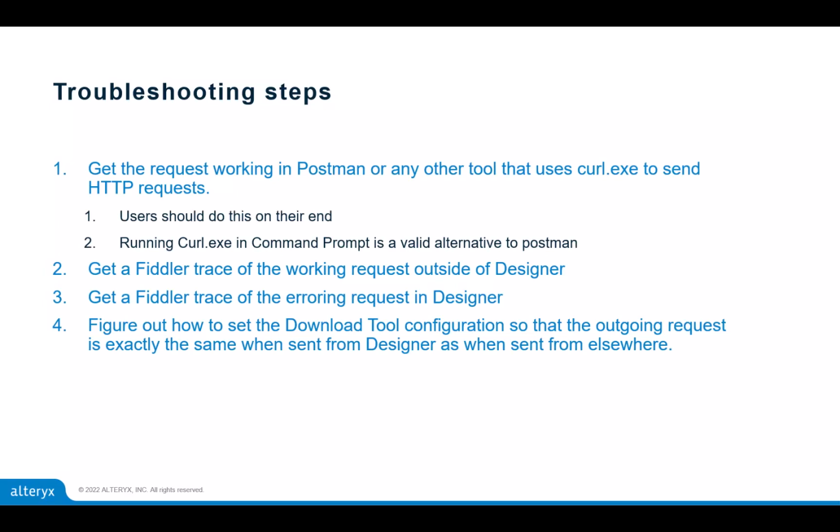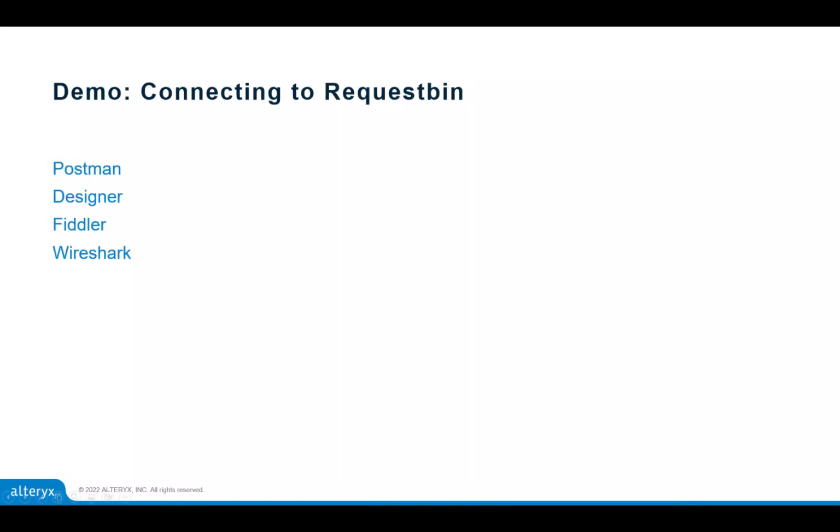Now once they have the request working, if they can't then get it working in Designer, that's when it becomes in scope for support. And at that point, what we would do is get a Fiddler trace of the working request outside of Designer and a Fiddler trace of the erroring request coming from within Designer, and figure out how to set the download tool so that those requests look the same, and then they should both work. And now we're going to do a quick demo to see what that looks like.